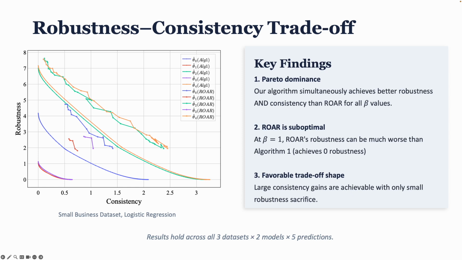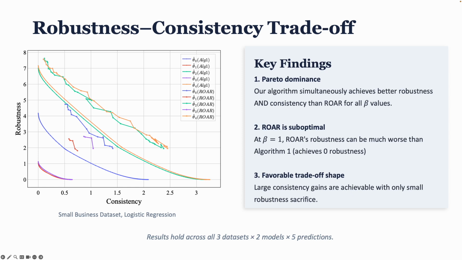So the 3 key findings are that first, Pareto-dominates: our algorithm simultaneously achieves better robustness and better consistency than ROR for all beta values. Every one of our curves lies below and to the left of ROR's curve. Second, ROR is suboptimal. At beta equals 1, which is robustness, ROR's robustness gap can be much worse than algorithm 1, which achieves 0 robustness gap for linear models. And this confirms that gradient-based methods like ROR can get stuck in local optima.